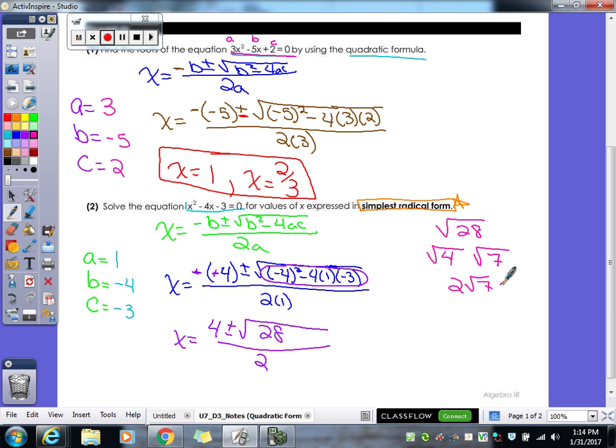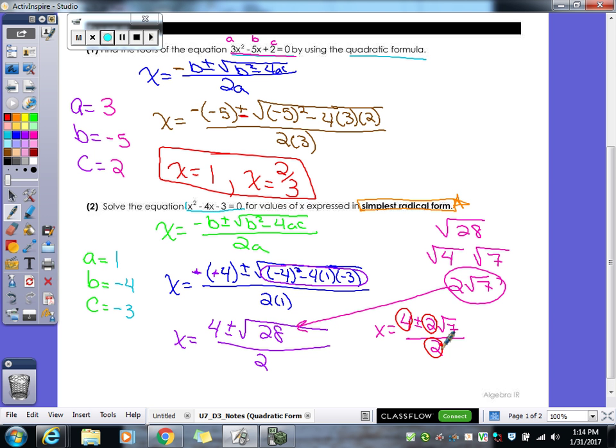So what I'm going to do is take this and replace that in for the radical 28. So I get x equals 4 plus or minus 2 radical 7 all over 2. We just simplified our radical there. So then our last thing we have to check is we just have to make sure we've simplified everything. So if you look at your 3 numbers not under the radical, can you divide those all by the same number?